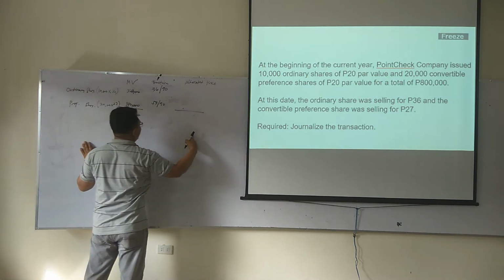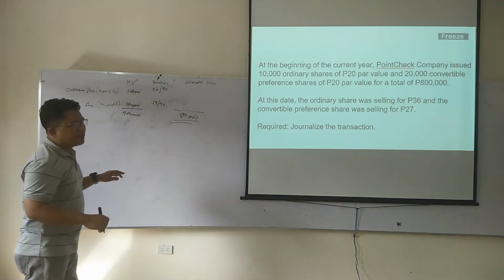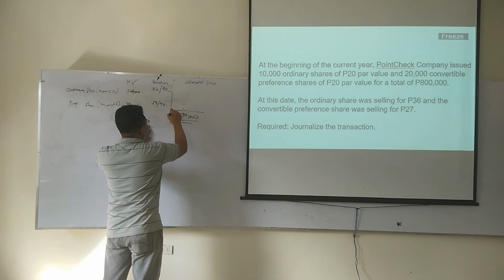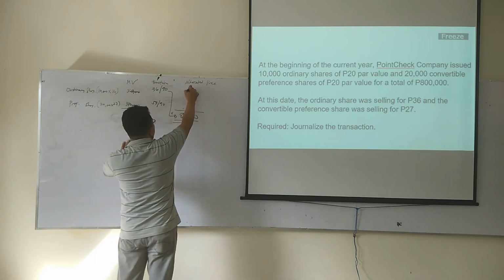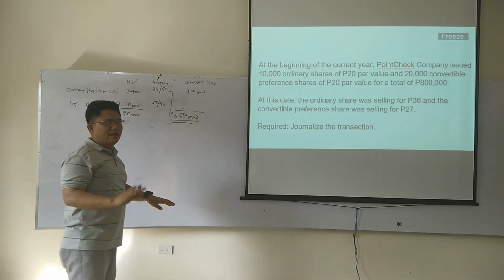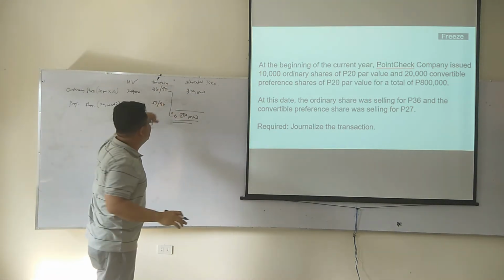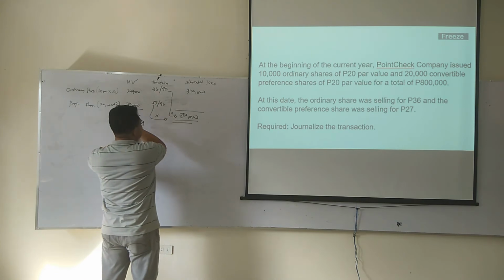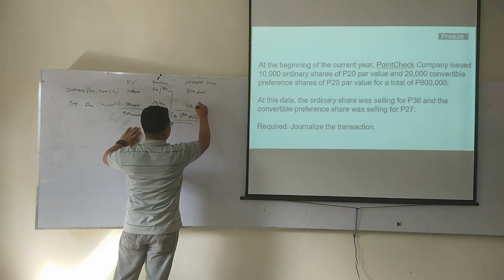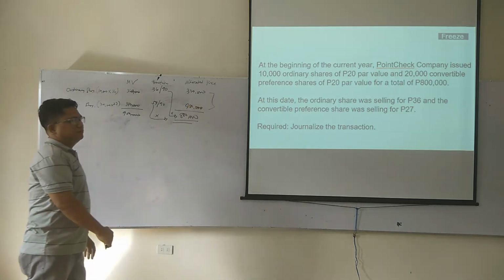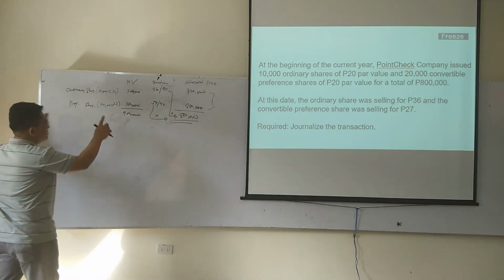Then, for the allocated price, the total price to be allocated is 800,000. So 800,000 times 36 over 90, that's 320,000. Again, do not squeeze the figure. Let that be our check figure later. So 54 over 90 times 800,000, that's 480,000. So we added 320 for ordinary, and 480 for preference shares.